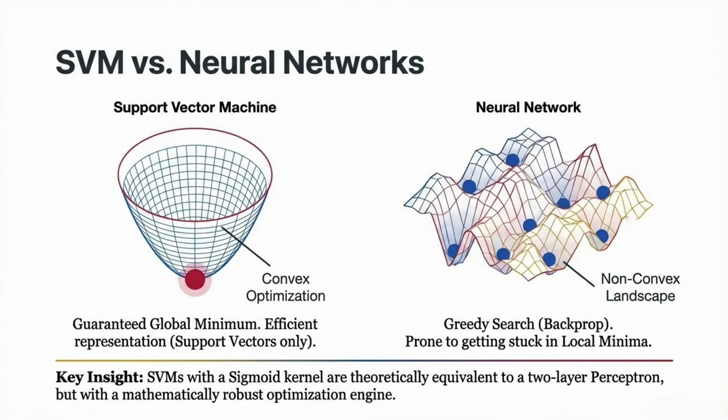SVMs rely on convex optimization, which guarantees a single global minimum. Neural networks operate in a non-convex landscape and may get trapped in local minima. SVM solutions depend only on support vectors, making them memory efficient. With certain kernels, SVMs can behave similarly to a two-layer perceptron but with stronger mathematical guarantees.